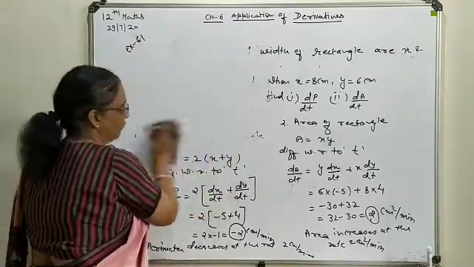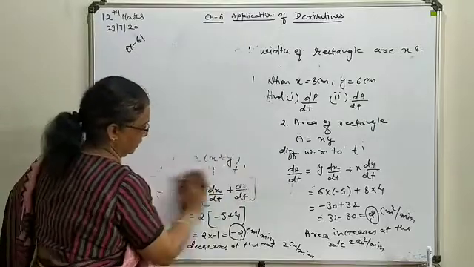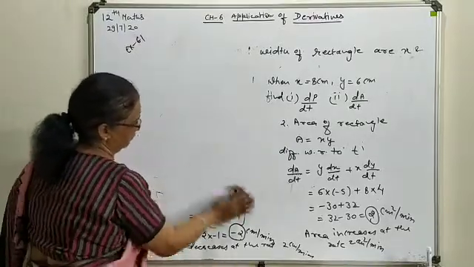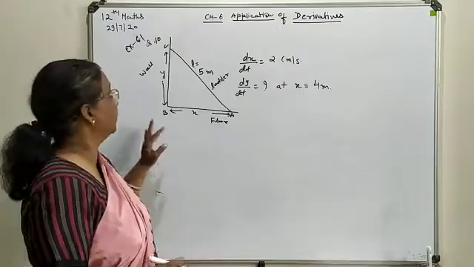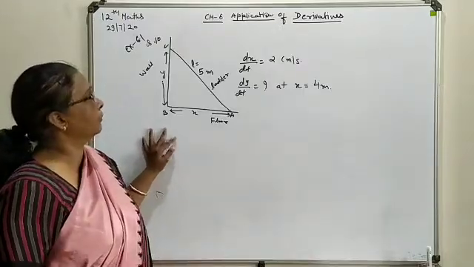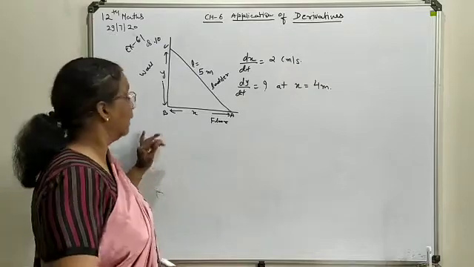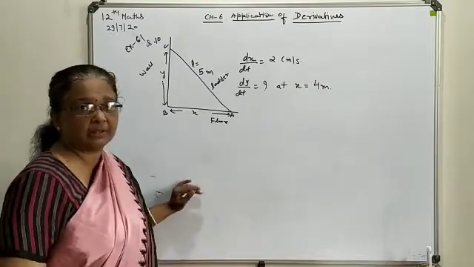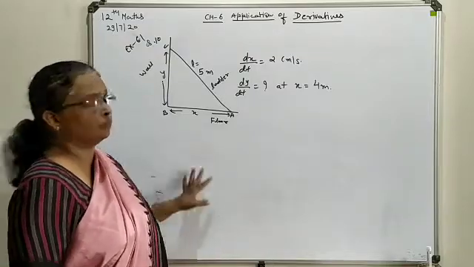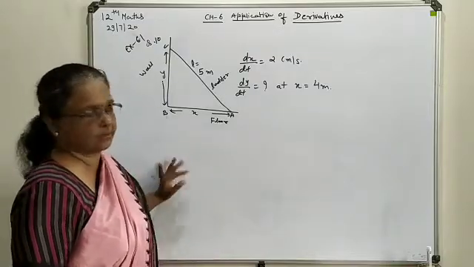In which again we are going to differentiate. Now here we are going to discuss one more type of question, that is question number 10. Here we first try to understand the meaning of the question, what is asked, and then we try to understand what diagram it will be associated with.